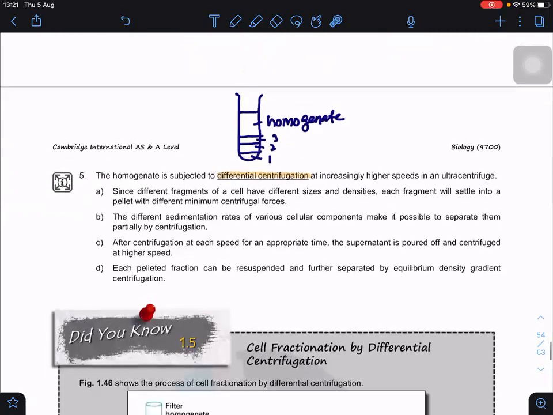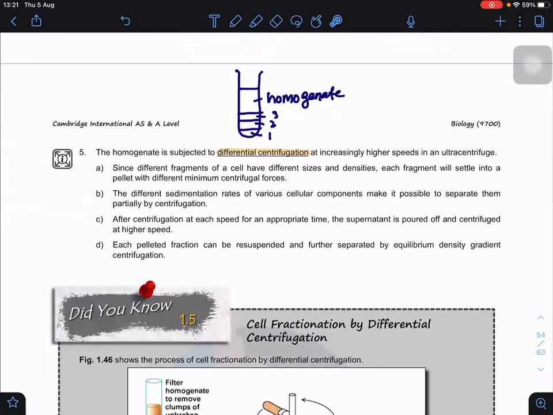So based on what? Since different fragments of the cells have different size and density, each fragment will settle into the pellet with a different force. So how we change the force depends on how fast we spin. Are you clear? How fast we spin. So the faster we spin, the organelle will sink down faster.